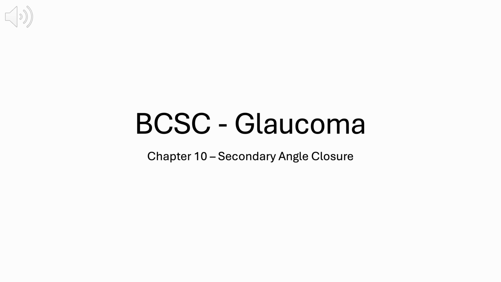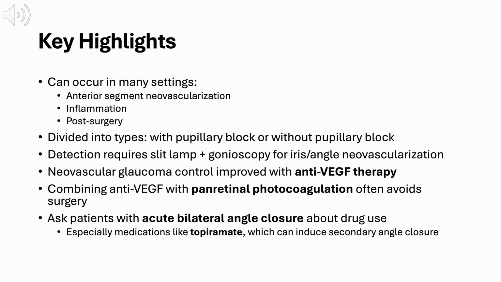As we move through this lecture, we'll build on the foundation we've already laid in earlier chapters, and now shift our attention to understanding how other ocular or systemic processes can lead to angle closure. This will help us recognize the key mechanisms, identify distinguishing features, and review management strategies for each type.